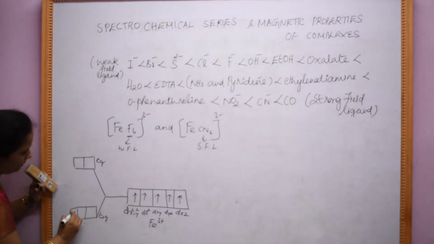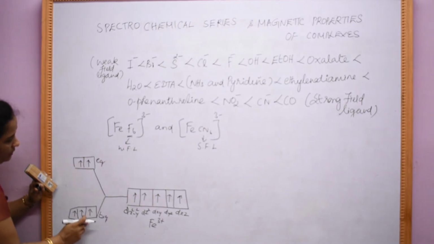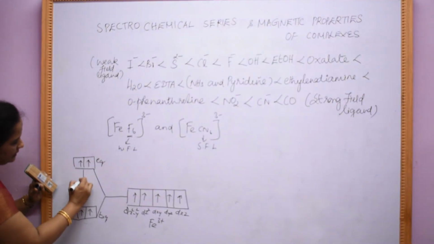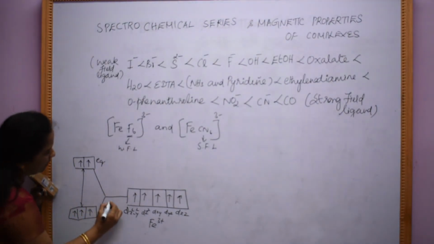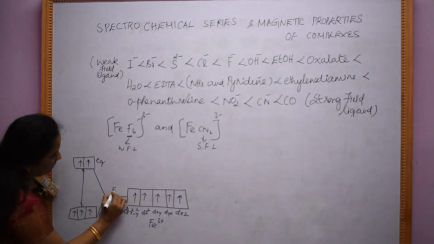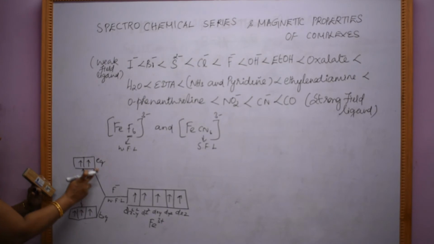Here the 5 d electrons will be occupying all the d orbitals, since the energy difference between Eg and T2g is less, right? So this is under the influence of F minus, a weak field ligand. This is how the electrons are distributed in the Eg and T2g sets of orbitals.